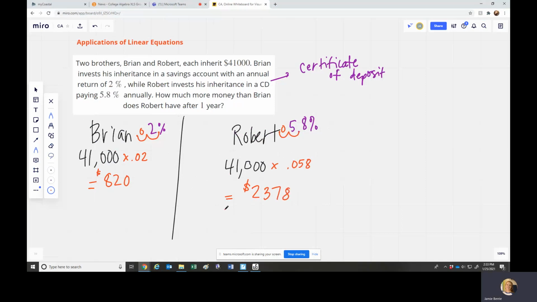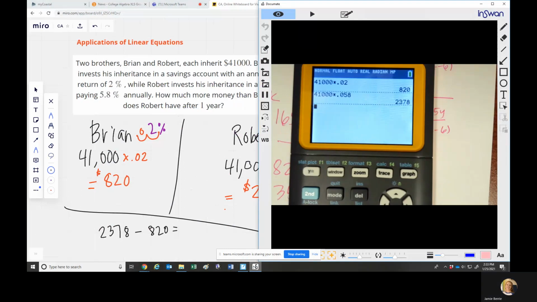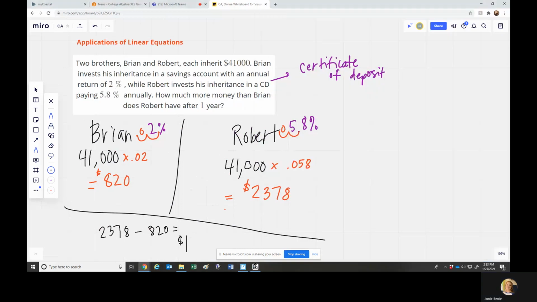The question asks, how much more money than Brian does Robert have after 1 year? All right, so we're going to just erase the whole thing. We're going to take the amount of money that Robert made, subtract off the amount that Brian made. That's going to tell us how much extra Robert made after a year. 2378 minus 820. So Robert made $1,558 more than Brian did. All right, pretty easy.